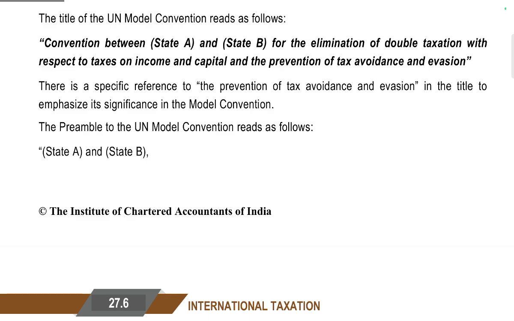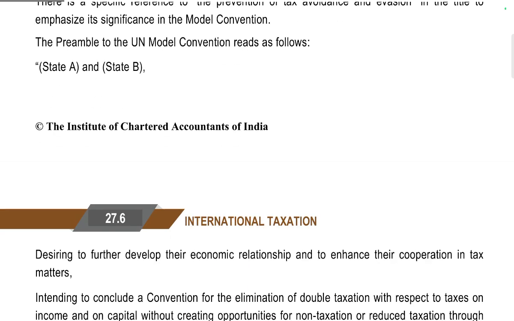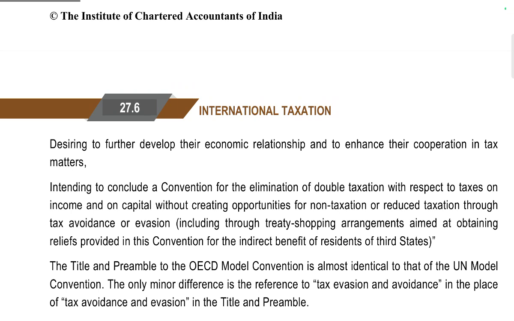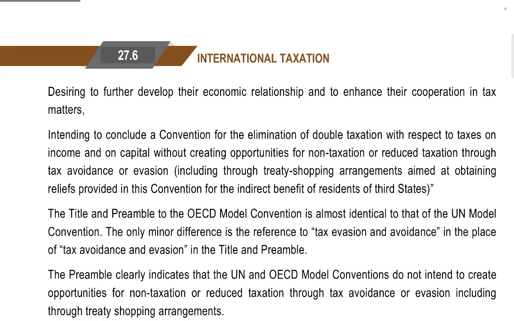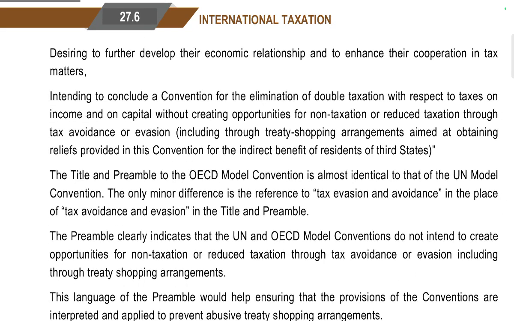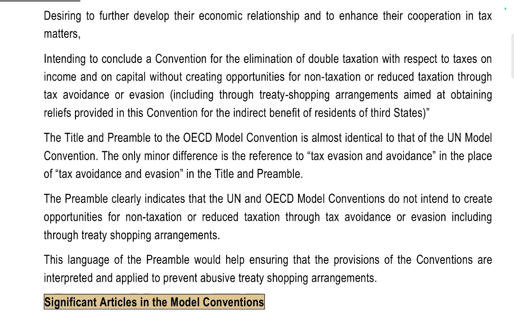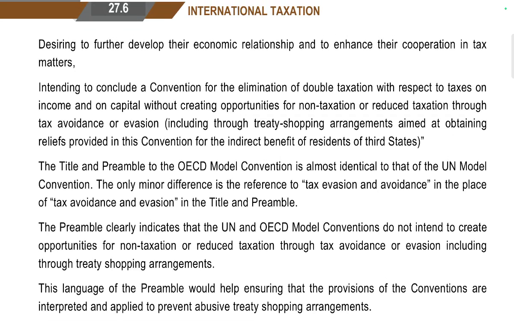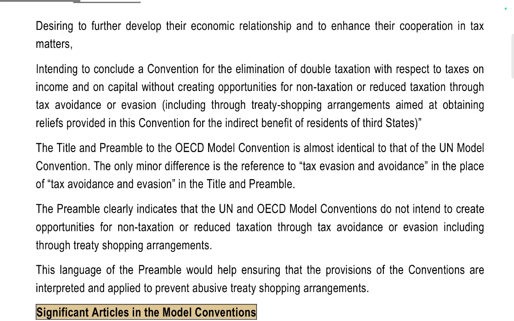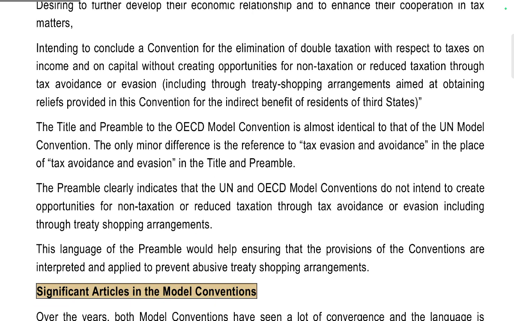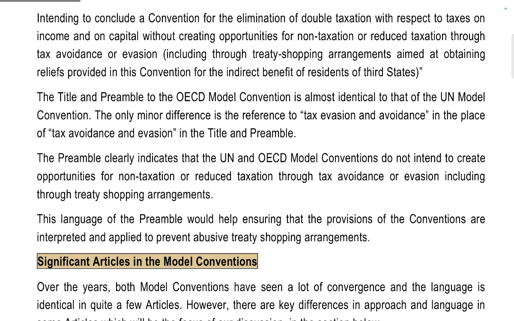The preamble of the UN Model Convention reads as follows: State A and State B, desiring the further development of their economic relationship and the enhancement of cooperation in tax matters, intending to conclude a convention for the elimination of double taxation with respect to taxes on income and capital, without creating opportunities for non-taxation or reduced taxation through tax avoidance or evasion, including through treaty shopping arrangements aimed at obtaining reliefs provided in the convention for the indirect benefit of residents of third states.